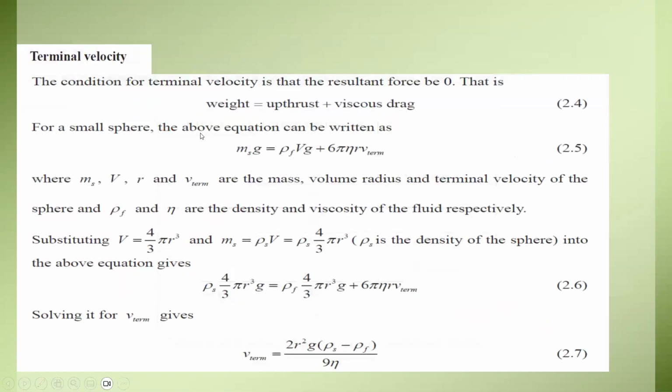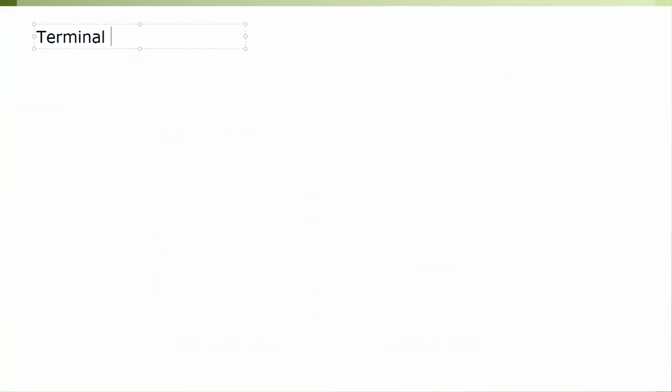Next, we have a formula to derive a terminal velocity. Terminal velocity means a constant velocity when the object is moving through a fluid. So if you want to derive a formula for the terminal velocity, consider an object moving through a fluid, like, let's say this is a container, and we drop an object through the fluid.